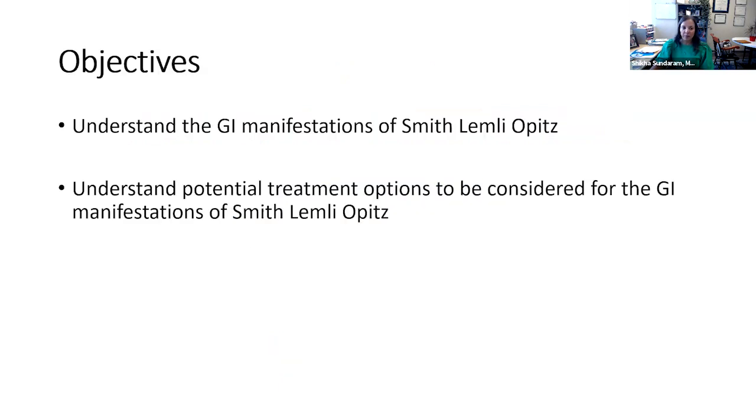I'm going to talk about the GI manifestations of Smith-Lemli-Opitz. And again, my hope is that you'll understand broadly the GI manifestations, but also understand potential treatment options to be considered. I think as Dr. Elias said just a few minutes ago, each patient is an individual, and so treatment plans have to be individualized, but I'll try to provide some broad strokes.